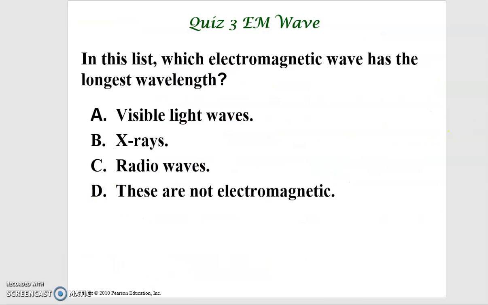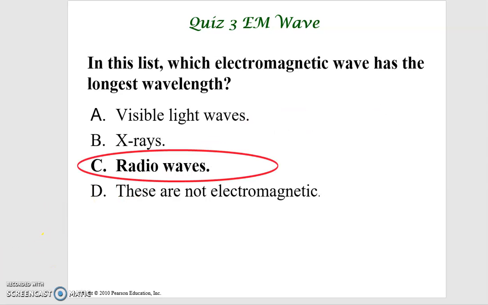So now let's take a look at the third conceptual quiz today. Which one has the longest wavelength? And a trivial answer is radio waves, because they have the lowest frequency. So the wavelength should be the longest.